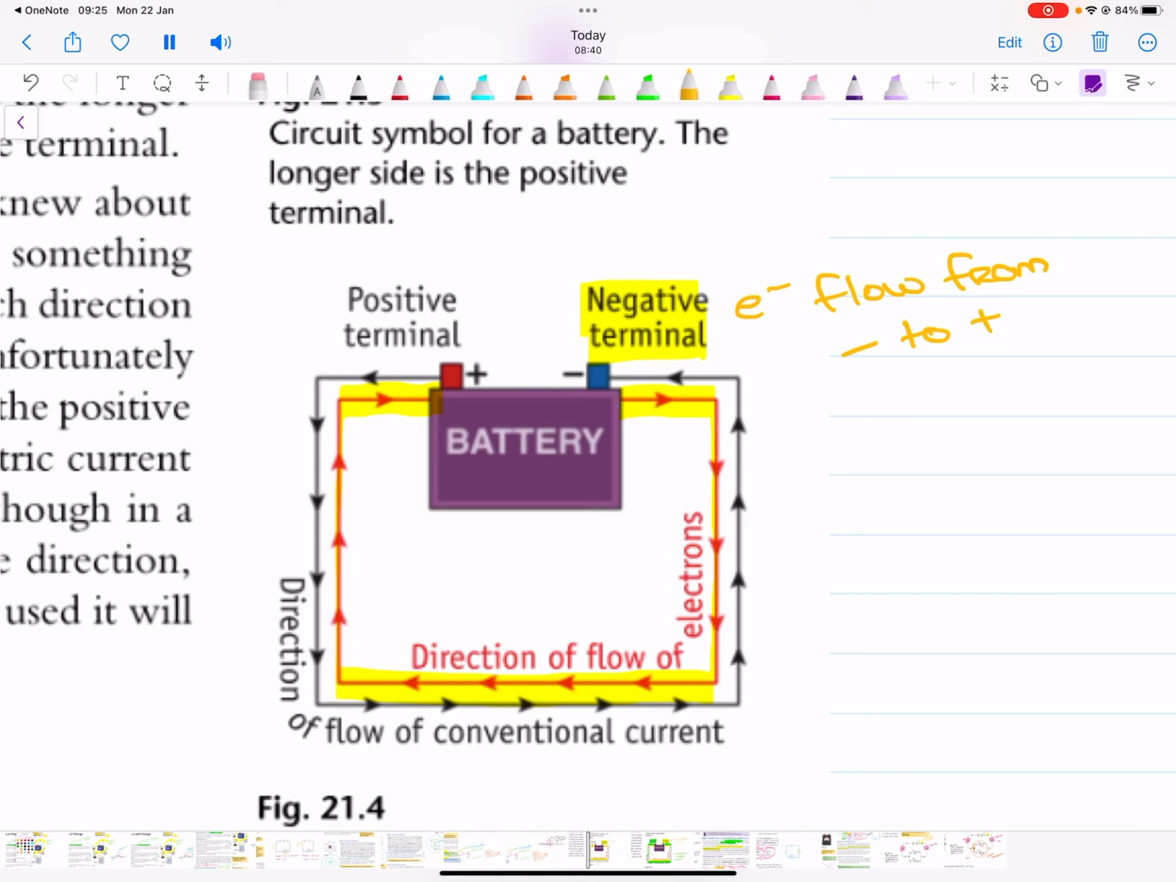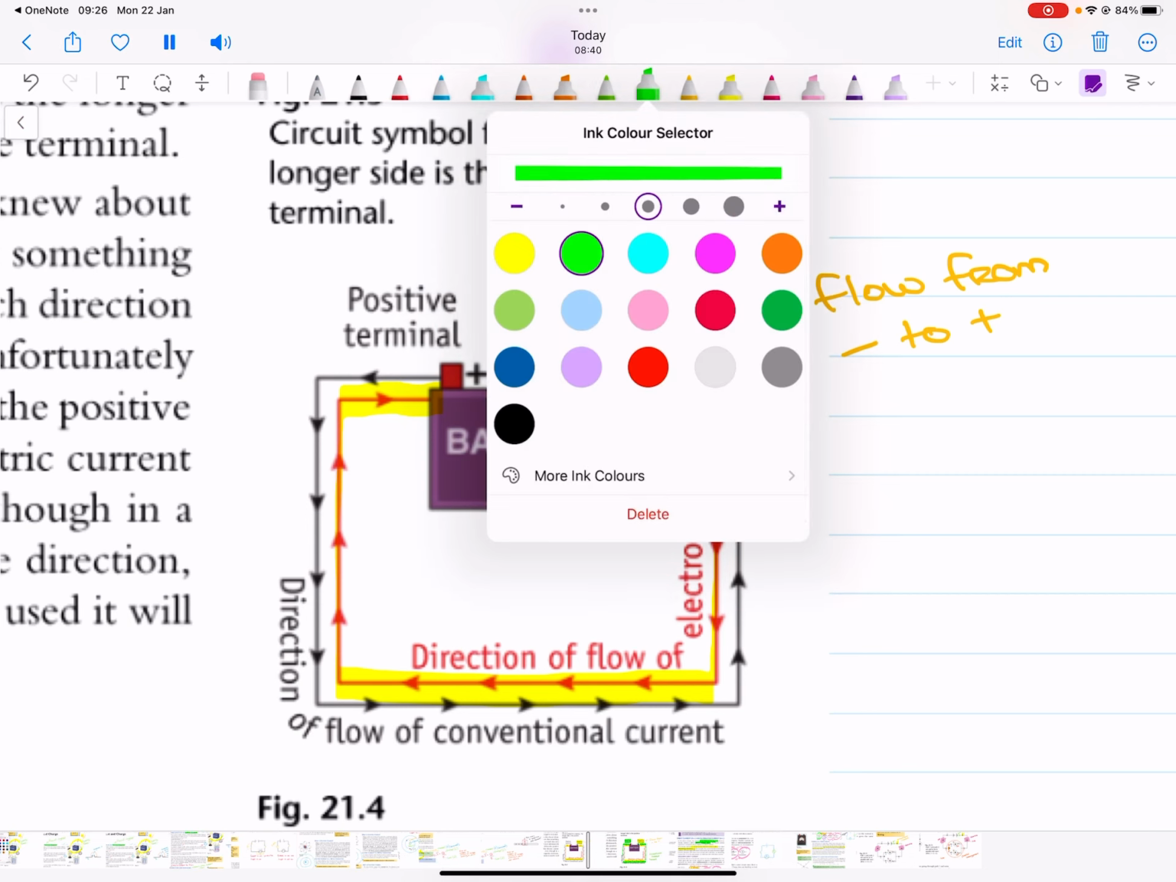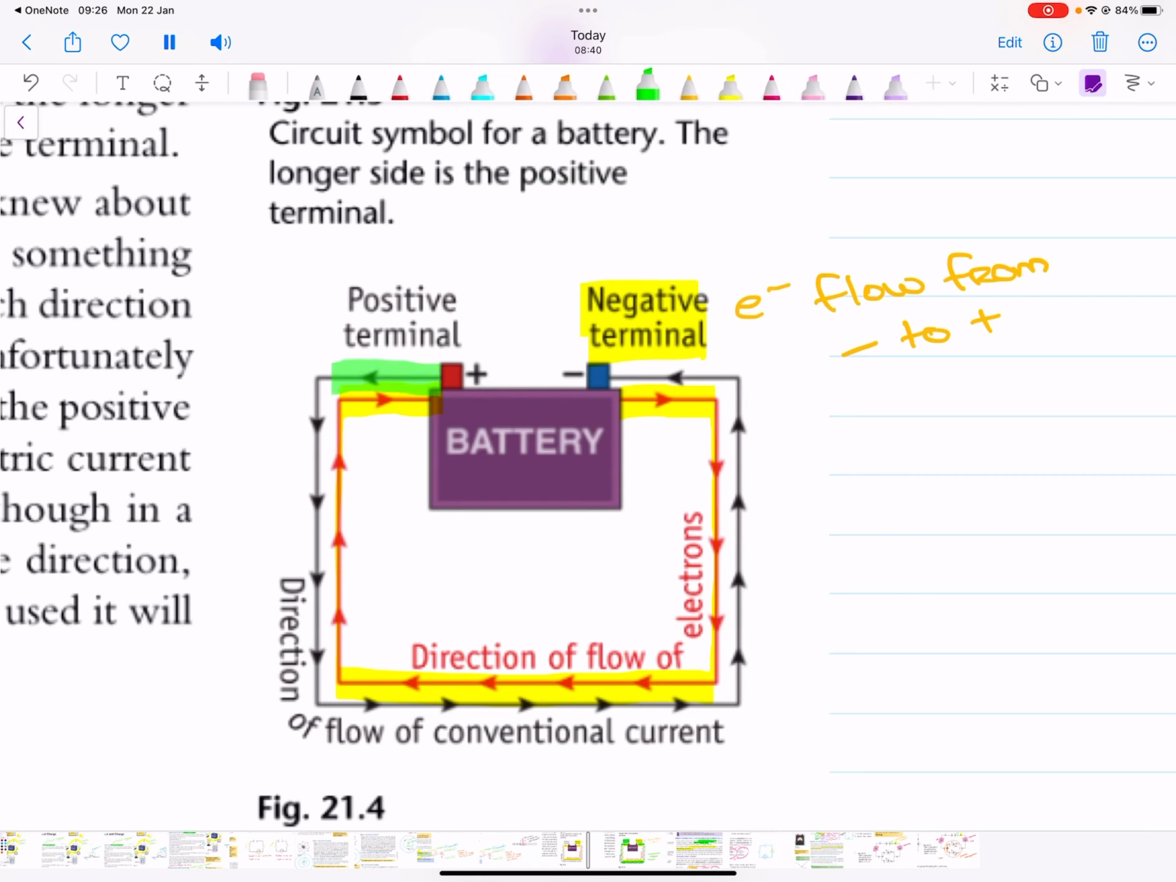So you'll see in some questions that they talk about the flow of electrons, in which case you need to know that that's in a direction from negative to positive. And in some cases they'll talk about conventional current, and conventional current is basically Benjamin Franklin's incorrect guess, which is that current flows from positive to negative. So you just have to be careful in the question. If the question says flow of electrons, then the direction is negative to positive, and if the question says conventional current, then the direction is positive to negative.